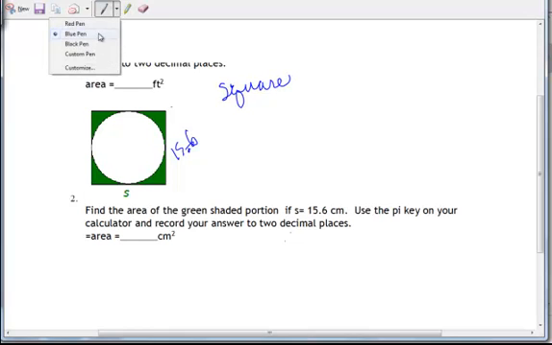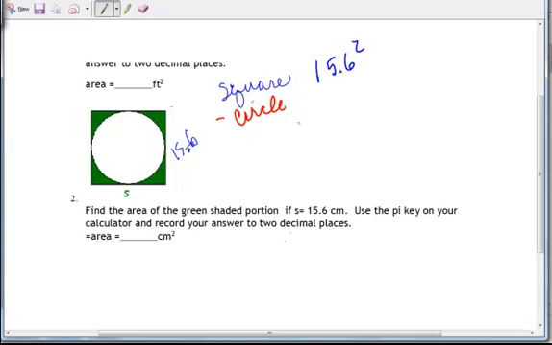minus the circle. Well, the square is 15.6 squared. The circle is the radius, 15.6 divided by 2 is 7.8. So the circle is pi times 7.8 squared.